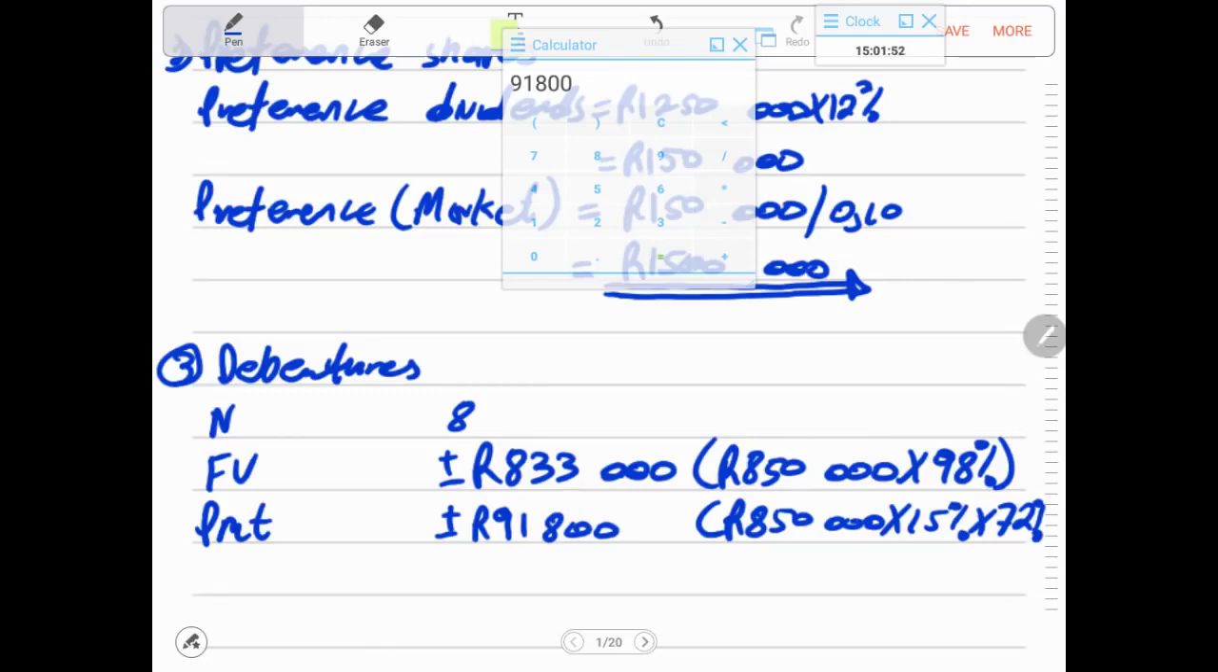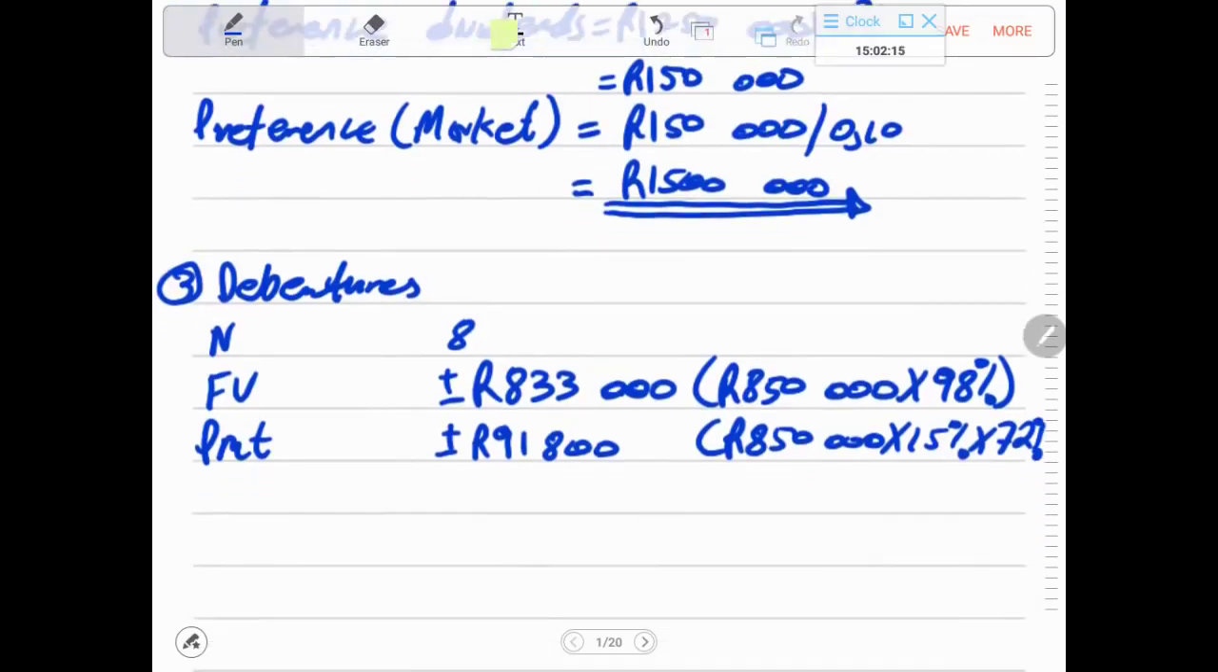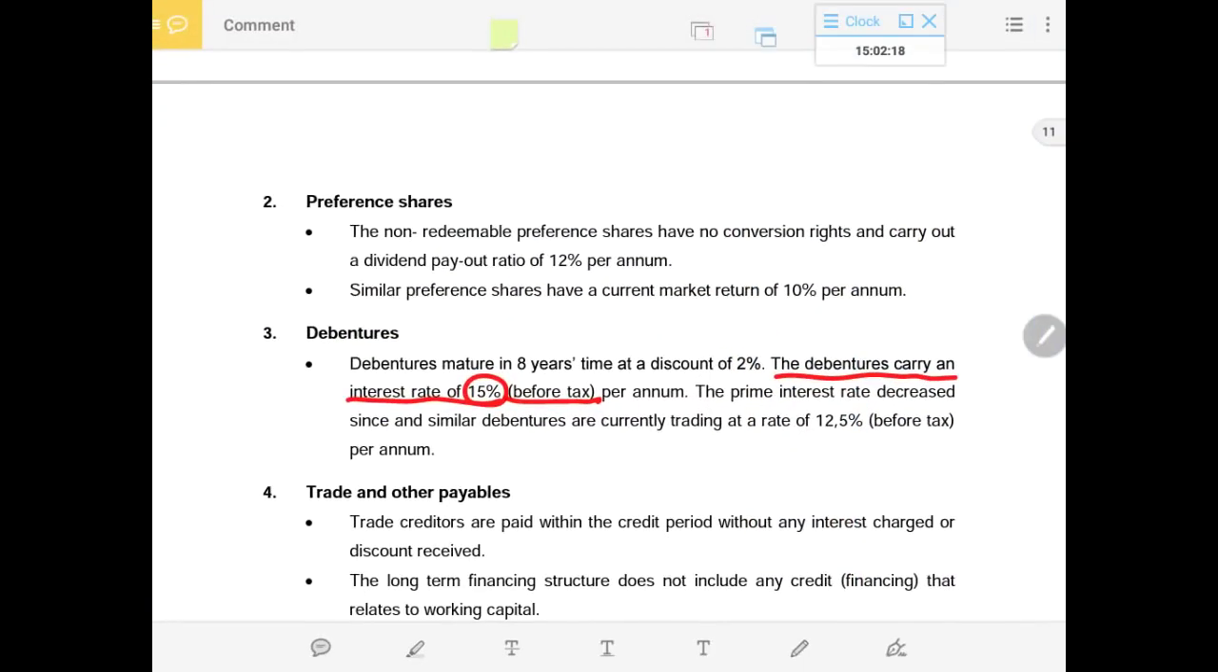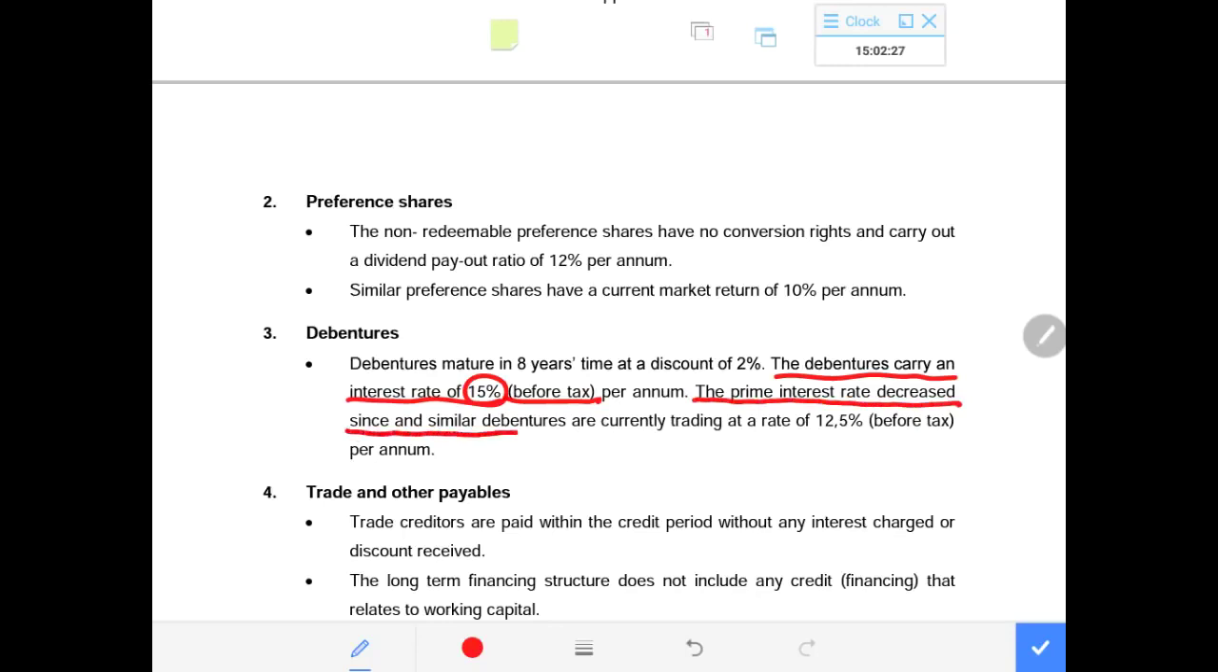So now let us go to the next part, which will be the interest according to the market. Now let me look for the interest according to the market. They say the prime interest rate decreased and similar debentures are currently trading at 12.5% before tax.